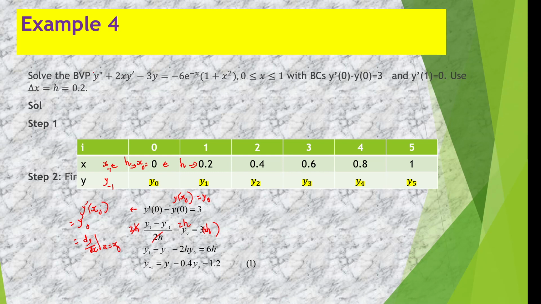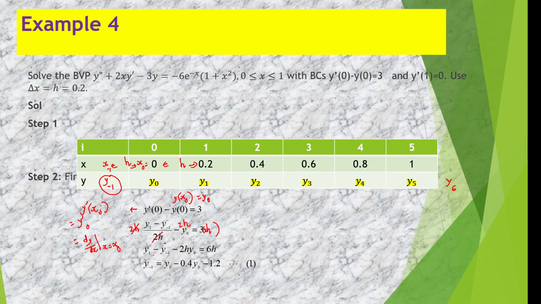Later, in step 4, after you plug in the second derivative by the 3-point central difference and the first derivative by the 3-point central difference, in this case we will solve y node up to y5. When you substitute i from 0 up to 5, you will get this term y negative 1. So from the first boundary condition, the y negative 1 needs to be eliminated. Later, when you substitute at i equal to 5, you have another point, which is y6, that also needs to be eliminated.